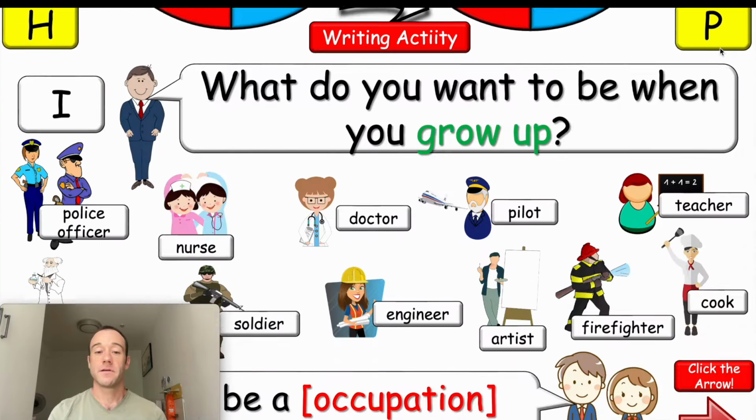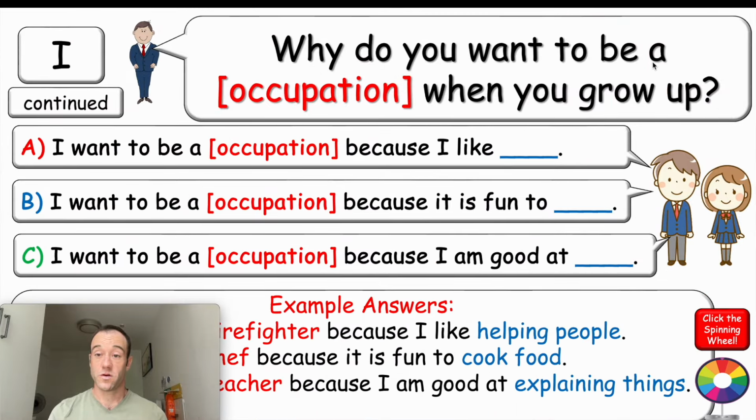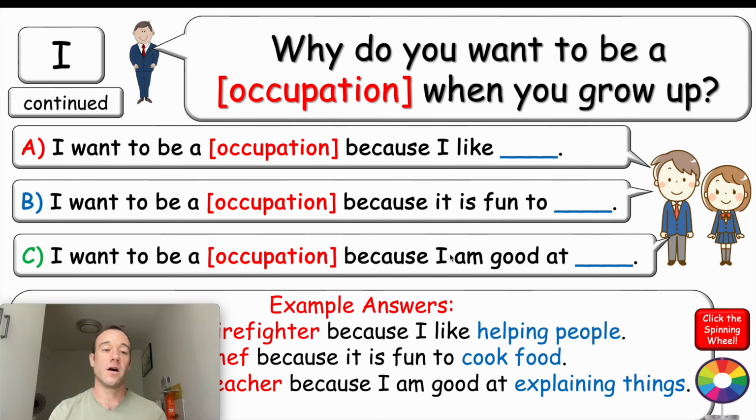So we have: what do you want to be when you grow up? And there's a bunch of different options here. And then: why do you want to be a doctor when you grow up? There are 3 different sentence starters for them to think about. For slides like this, I'll say it again, give them a chance to think and write down their answers. That way they have a chance to really think of what they want to say.